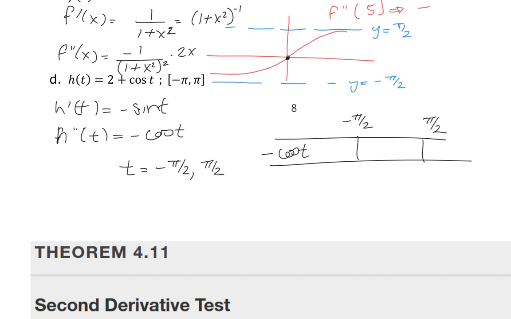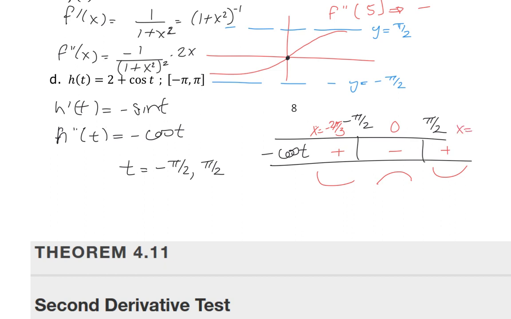I'm going to put in something on the left side. So let's put in negative 2 pi over 3. Let's put in something in between. Let's put in 0. When I put in negative 2 pi over 3, because it's a negative cosine, this is positive, so concave up. Put in 0, it's negative, so concave down. Put in something past pi over 2, it's positive, so concave up.